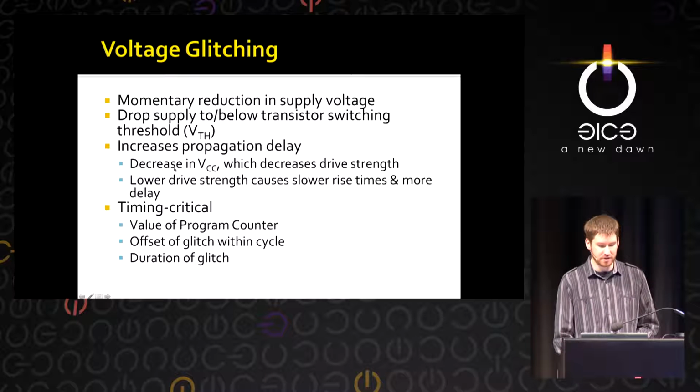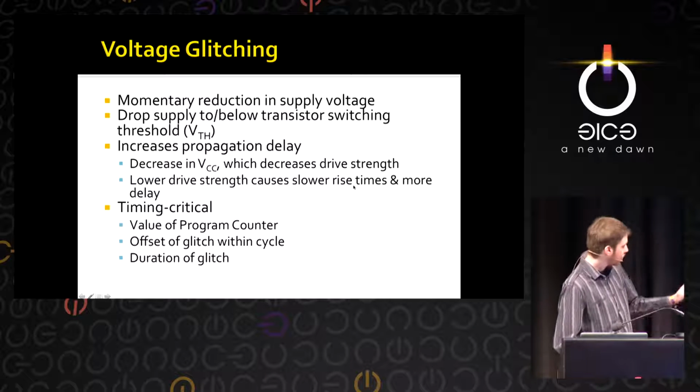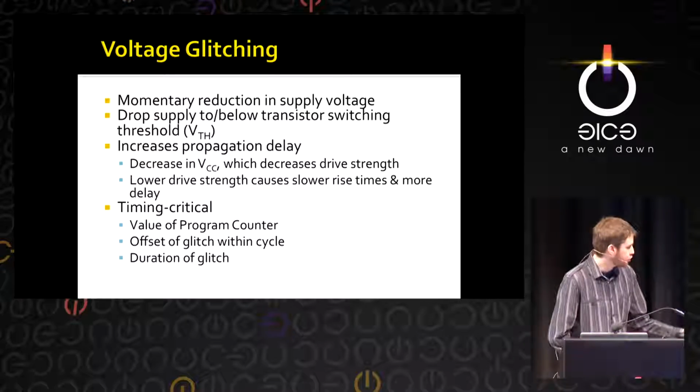And why that happens is because when you decrease the supply voltage, it decreases the drive strength of the transistors, and this lower drive strength will cause slower rise time. So instead of a sharp edge rate, a sharp transition of a signal transitioning, it'll take a long time to plateau and a long time to discharge, basically. So that gives you that effect where it slows that propagation of the signal down.